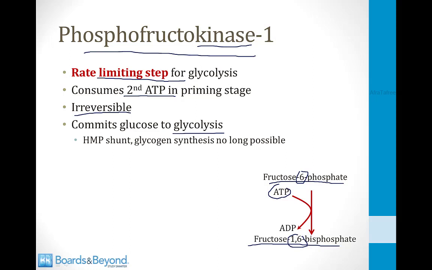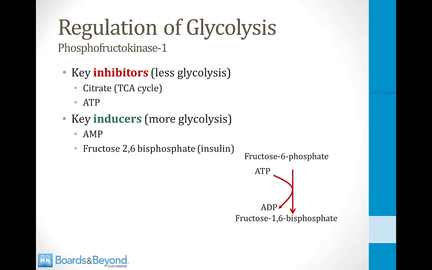Other offshoots of glycolysis, like the HMP shunt or glycogen synthesis, are no longer possible. It is going to go all the way through to pyruvate. So this step controls the rate of glycolysis. It's the rate limiting step.